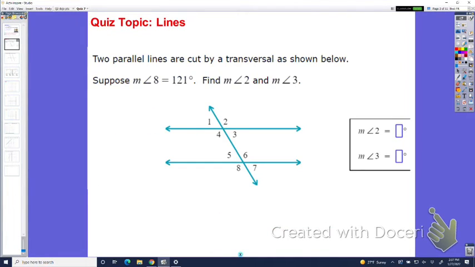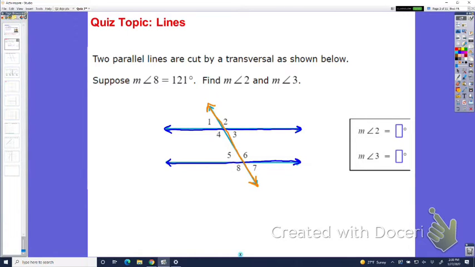So, this quiz topic is on lines, like I said. The first 2 questions are going to deal with 2 parallel lines cut by a transversal. You see the 2 parallel lines in the center there. I'll go over them in a different blue pen. These are parallel because they don't intersect, but they're cut by this transversal that goes through the 2 parallels. This is called the transversal.